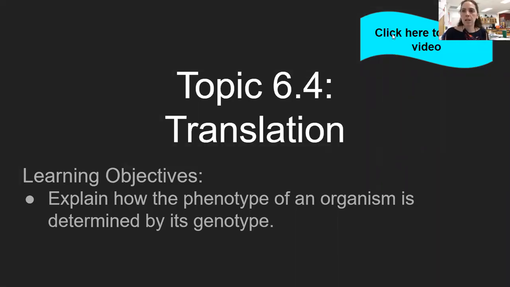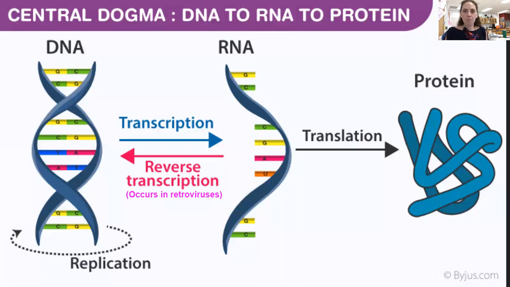Today's lesson is topic 6.4, translation. Our learning objective is to explain how the phenotype of an organism is determined by its genotype. So let's look at the big picture here, with the same central dogma diagram that we had in 6.3.